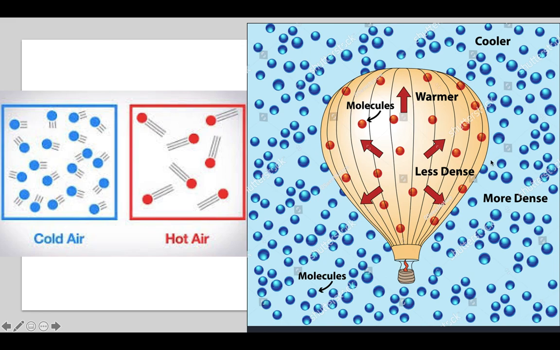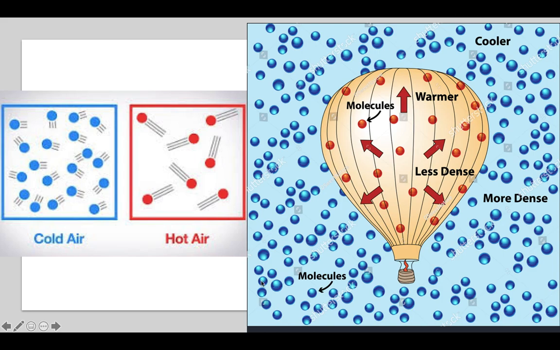And so back to our hot air balloon picture, do you see inside the hot air balloon these red molecules? They're not actually red in real life, but they represent warm air. And when air is warmed up, the molecules start moving faster and spreading out. And that's how the hot air balloon can actually inflate. But what makes the hot air balloon go up into the air?